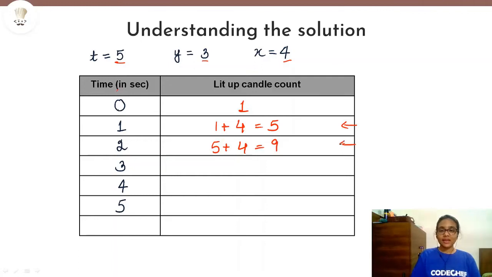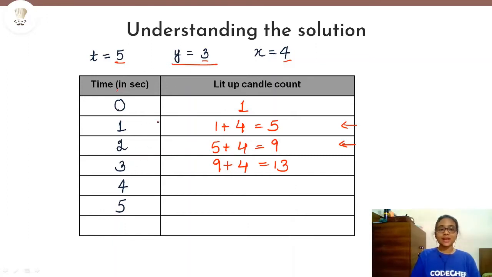Now at the end of the second, again he will pick up one lit candle and light up 4 other candles. So in the same way, at the end of the third second, again we will add 4 candles to the already existing lit candles. So 9 plus 4 gives us 13 candles. Now at this point of time, we also have to see the fact that y equals 3 seconds, and we did say that after every 3 seconds, we are supposed to extinguish all the candles that were lit up before 3 seconds.